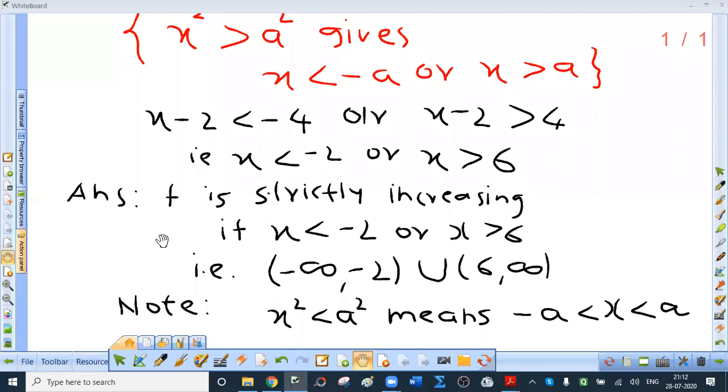So in case of strictly decreasing, you are required to solve which inequation? X square less than a square. And what is the solution? Minus a less than x less than a. So we stop here.